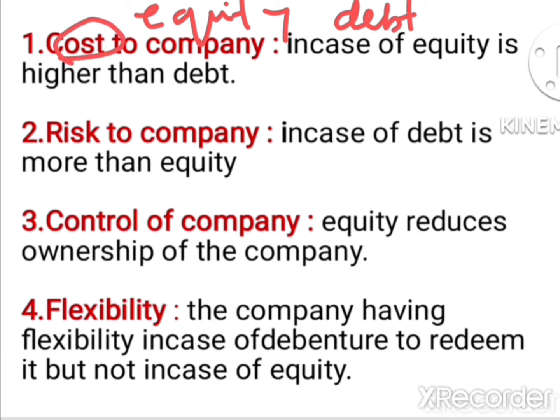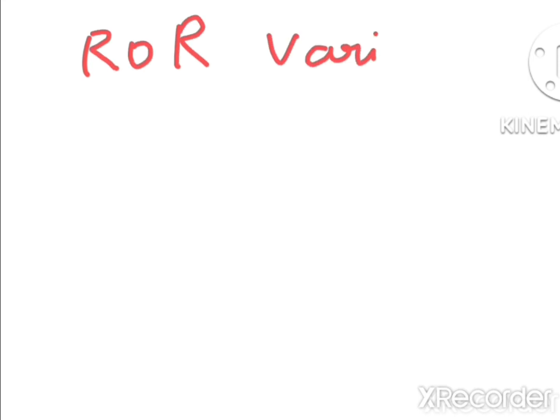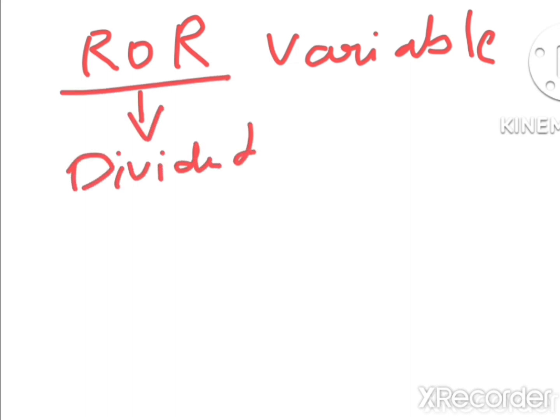Cost to company in the case of equity is higher than debt. If the company issues more and more equity, that means the cost to company rises. How? As we have already discussed, the rate of return on equity is always variable. Variable means not fixed, isn't it? So the rate of return, that is the dividend on equity, is based on the profit or loss of the company.